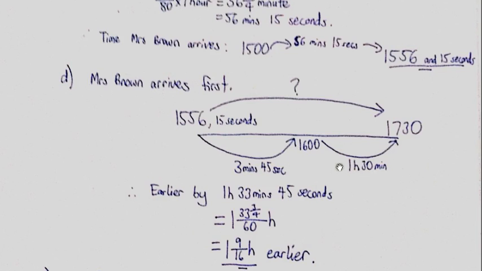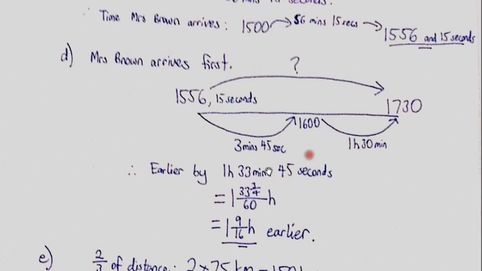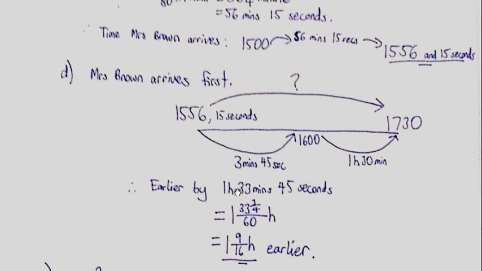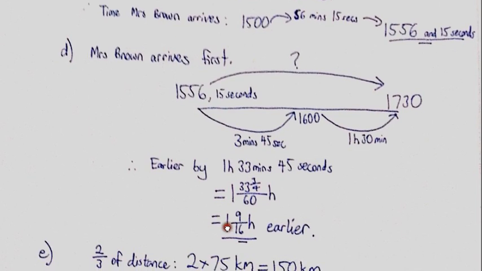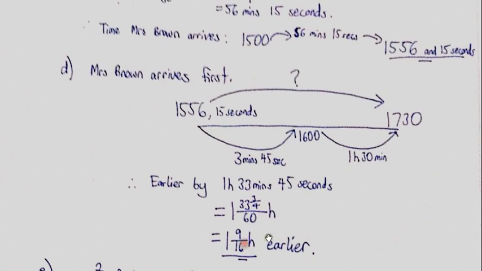Adding these two durations together, Mrs. Brown will arrive earlier by 1 hour, 33 minutes and 45 seconds. Now this works out to 1 and 9 out of 16 hours earlier in fraction form.